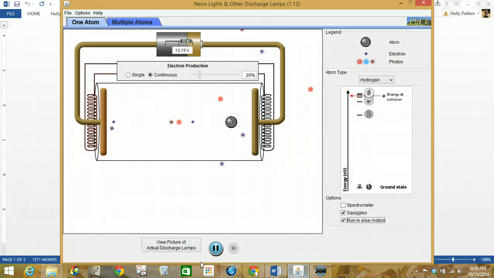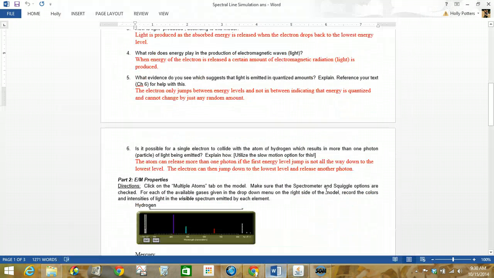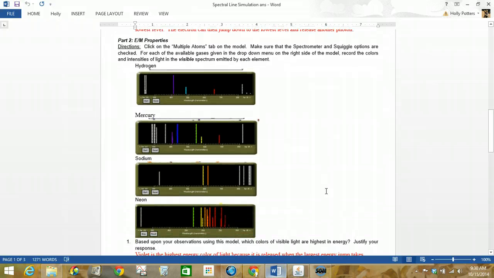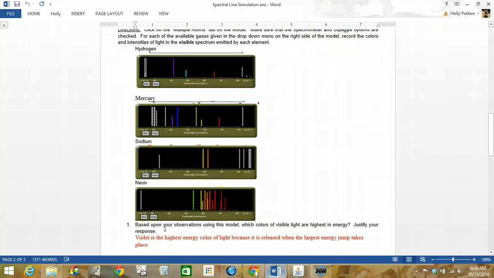And if we take a look at our next set of questions, we were supposed to get these spectra completed. And so we have hydrogen, mercury, sodium, and neon. So this one's for hydrogen, this one's for mercury, this one's for sodium, this one's for neon. Based upon your observations, which colors of visible light are highest in energy?